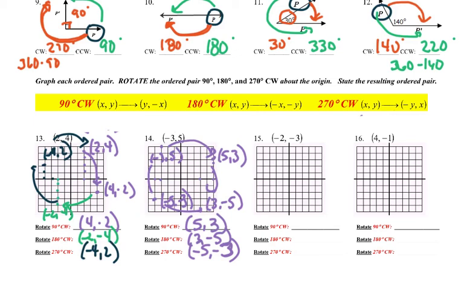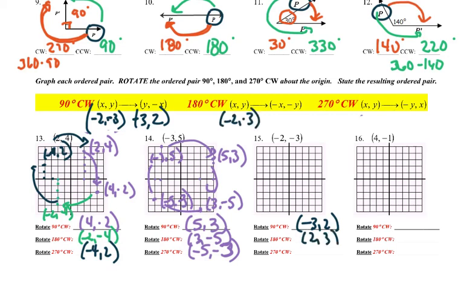Okay, negative 2, negative 3. If I change it, negative 2, negative 3 is going to become, no, sorry, negative 3, 2. Here, negative 2, negative 3 is going to become 2, 3. And here, negative 2, negative 3 is going to become negative y, x, so that's 3, negative 2. So you don't have to even graph them on the homework. You can just follow the rules.